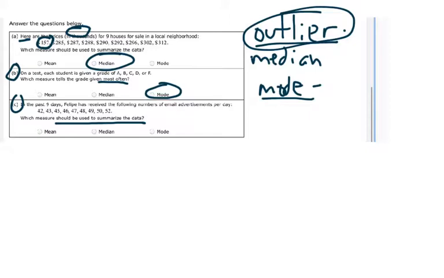And the answer is there's no outlier on this. All the data is between 42 and 52. It's 10 numbers apart. They're all really close. 42, 43, 45. They're very close to each other. There is no outlier. So when there is no outlier, you always want to use the mean, the average. What you would do is add them all up and divide them by 9, and that would give you the average number of email advertisements that he receives per day. So no outlier is mean. If it is an outlier, it's median.